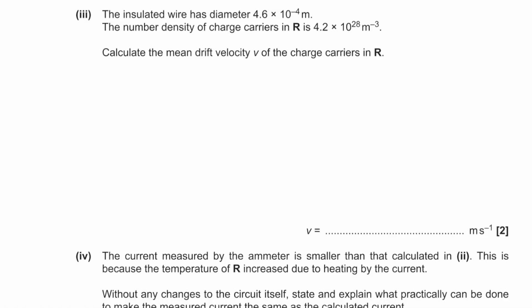Insulated wire has a diameter of that. Going to have to find the area of that, guaranteed. The number density of the charge carriers is that. It's N, and that's our N there, the number density of charge carriers. Calculate the mean drift velocity V of the charge carriers in R.